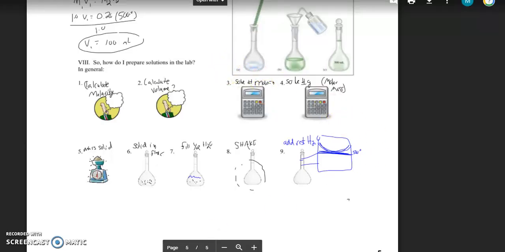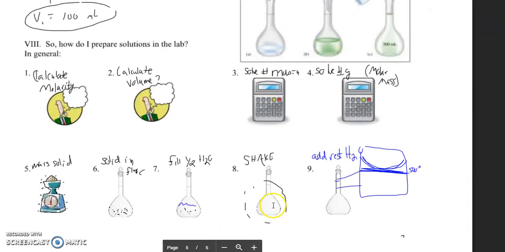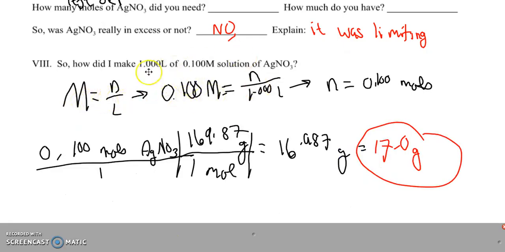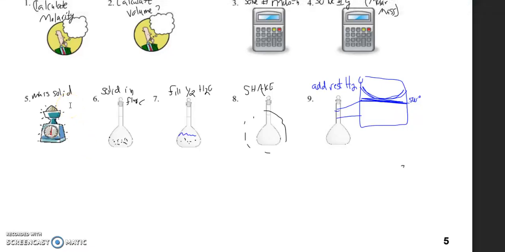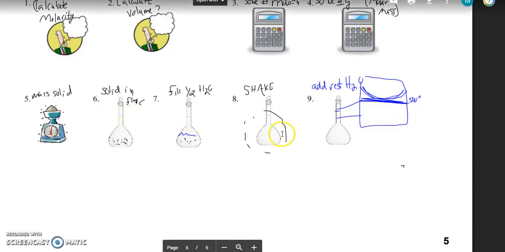So how would I actually make this solution? Flip back in your notes to the previous page. There are 9 steps to making a solution. I had to calculate molarity. Well, I was given that. I had to calculate volume. I was given that. I solved for moles, solved for grams using my molar mass. So that is my writing that I have here. So there is my volume, there's my molarity, here's my solving for moles, here's my calculating grams. And then I actually had to go and get the mass of that solid, so I measured out 17 grams of silver nitrate. I put it in a flask, I filled the flask halfway with water, shook it up, and then added the rest of the water exactly to the 1,000 milliliter or the 1 liter mark.